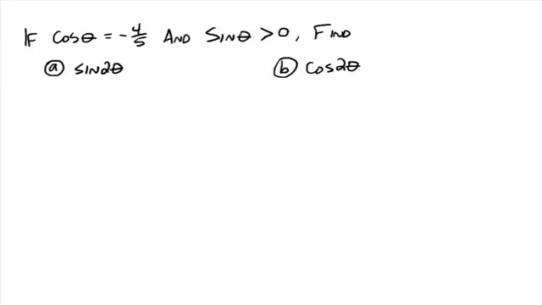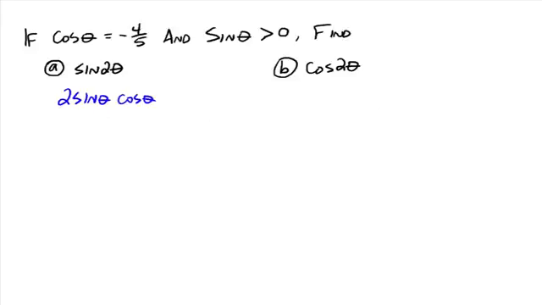If cosine of theta is negative 4/5 and the sine of theta is greater than 0, then we want to find the sine of 2 theta and the cosine of 2 theta. So let's do A first. Sine of 2 theta goes to 2 sine theta cosine theta. So in order to find the sine of 2 theta, we need to know what the sine of theta is and what the cosine of theta is. Well, we already know the cosine of theta. It's negative 4/5. That was given to us. We do not know what the sine of theta is, so we need to go figure that out.